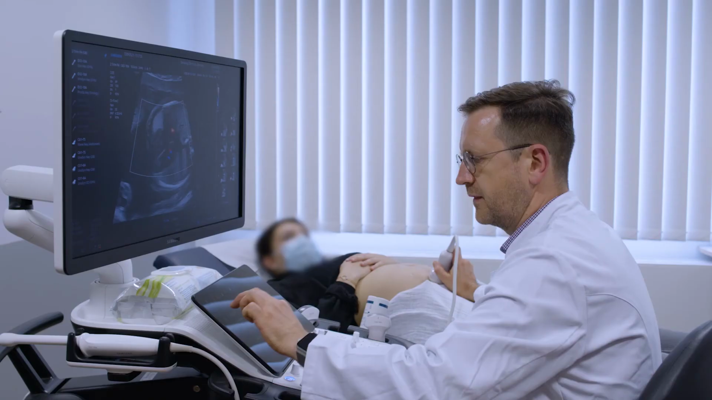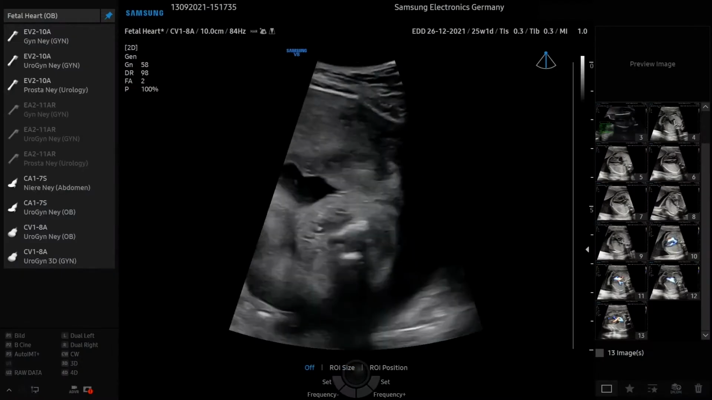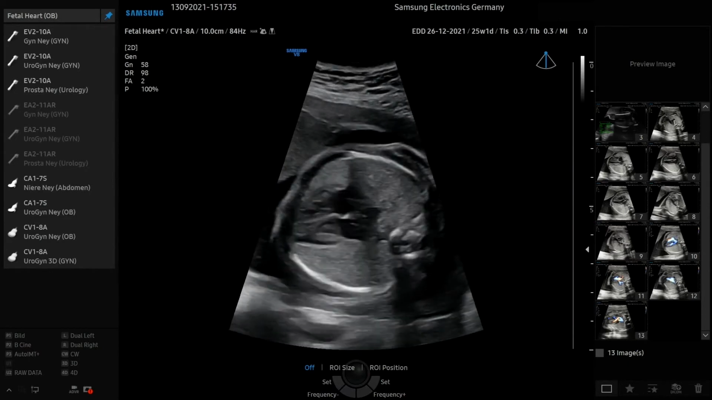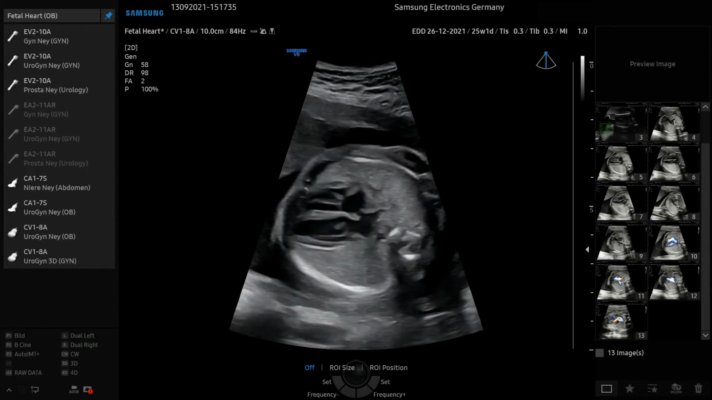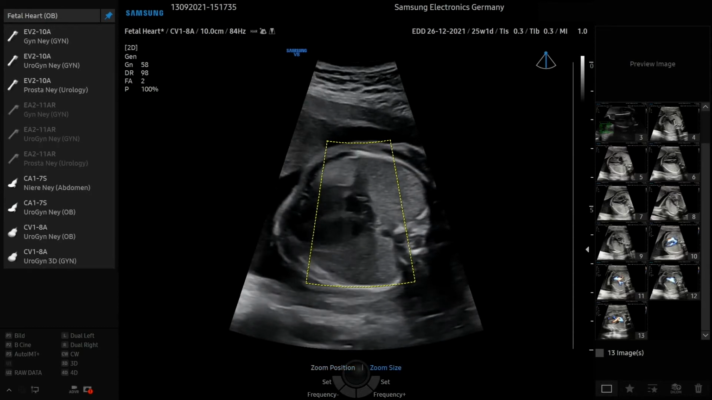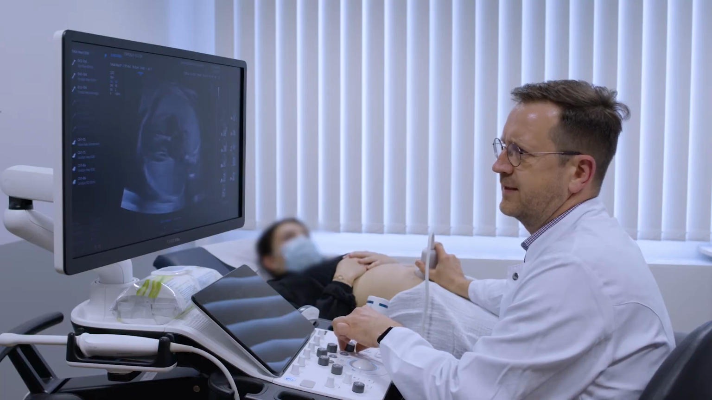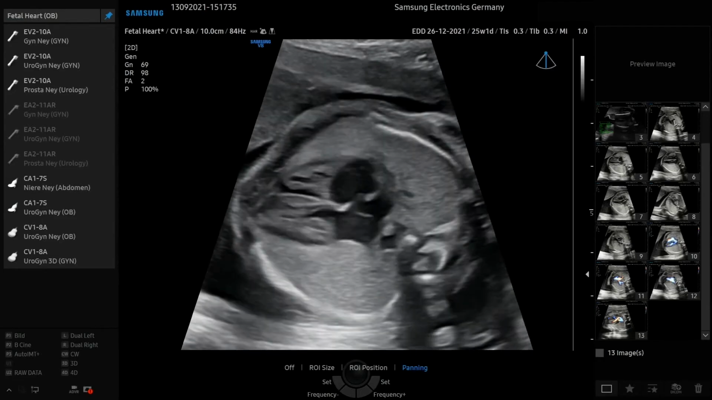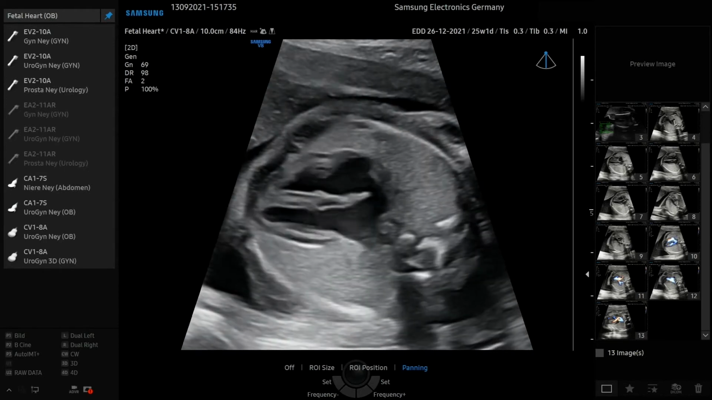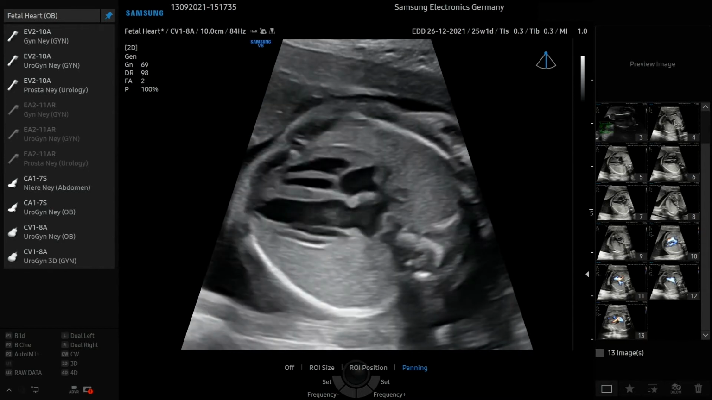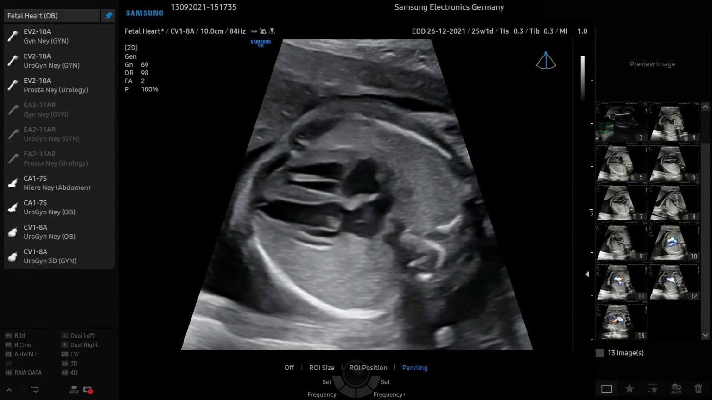machine, and choose the volume probe and switch on the fetal heart preset, and see what you get. Nearly the same impression of a very clear and superb image quality, even with a volume probe. I just increased the gain, increased the image here, just to make sure that most of the frame is filled by the target structure here, the fetal thorax and the fetal heart.